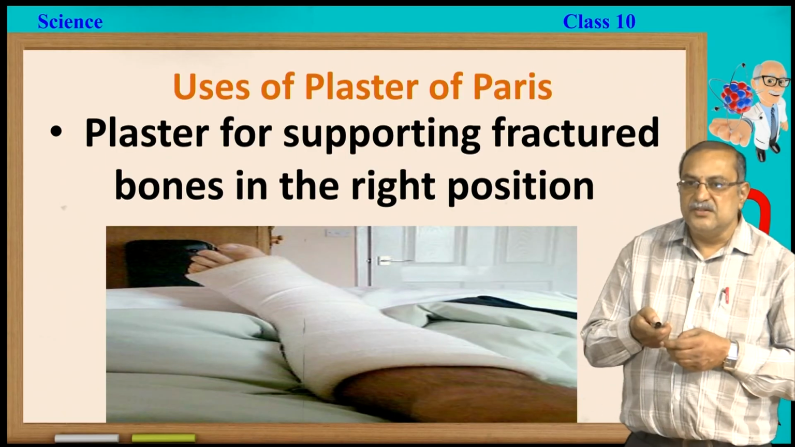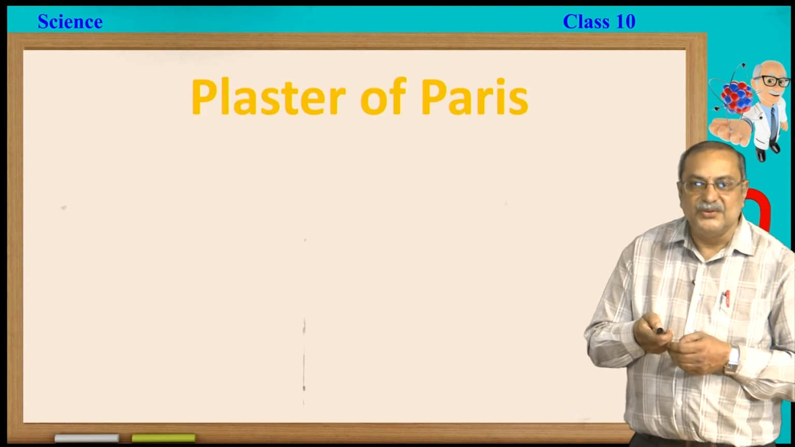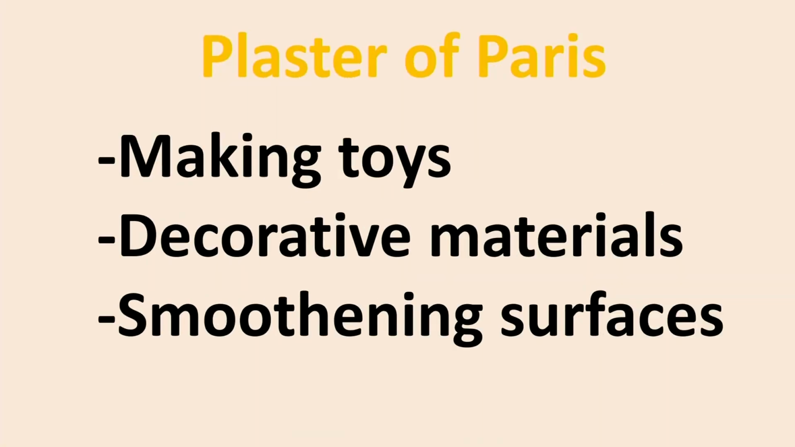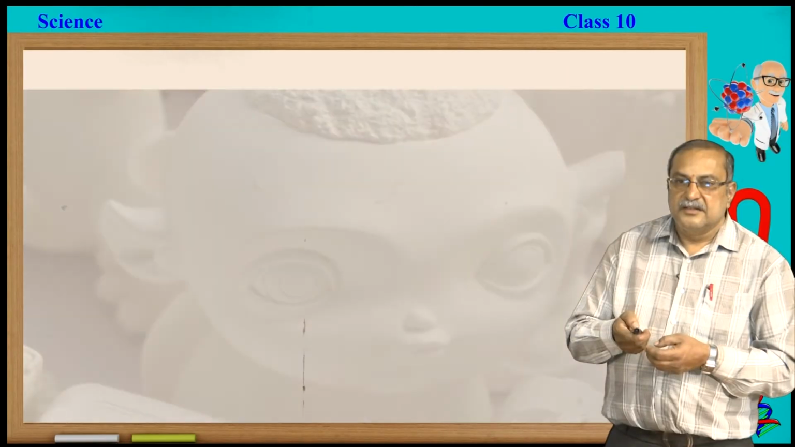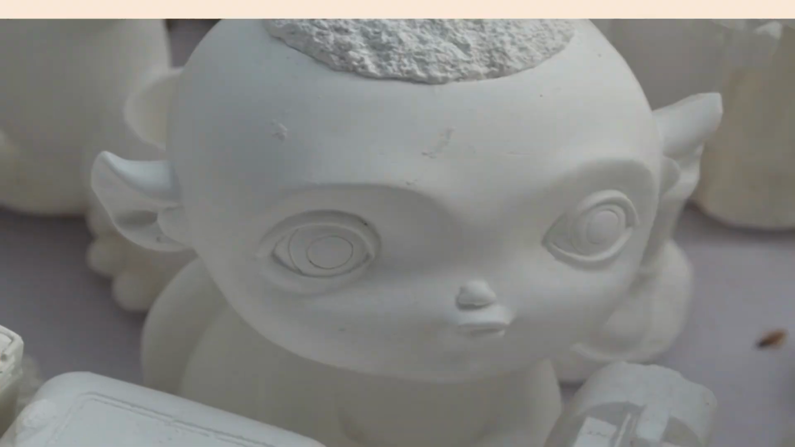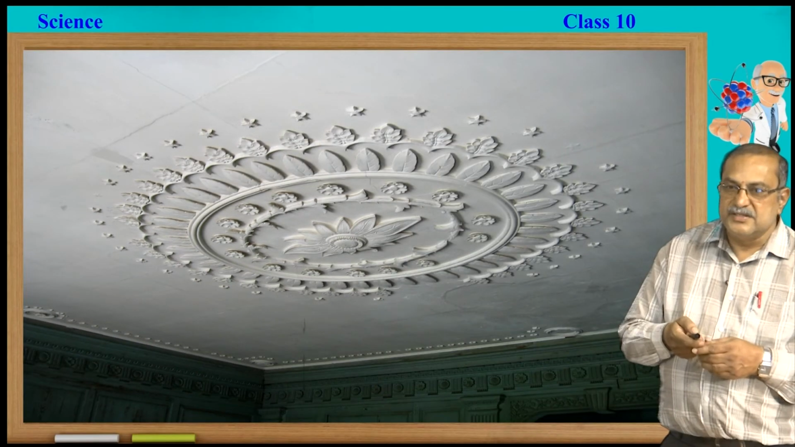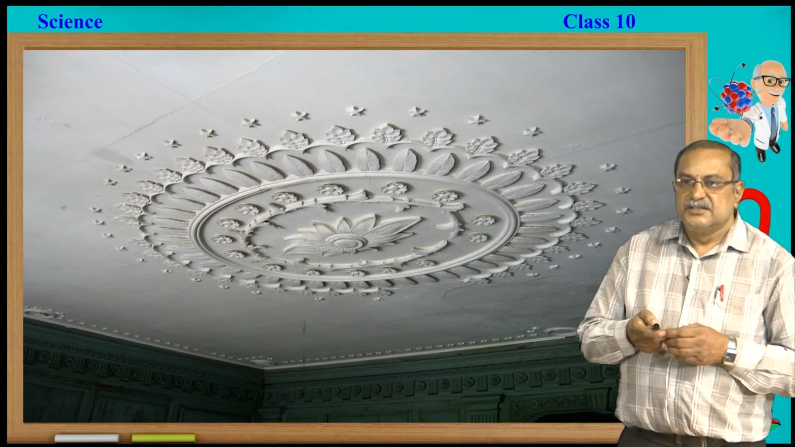Okay. This is one of the uses, only this much? No, look at this, it is used in making toys, decorative materials and smoothening surfaces. False roofing you have seen, no? False roofing. There also they will use it. So, you can see the toy, see how nicely it is made, this toy is made of plaster of Paris, and look at the ceiling, how beautiful it is, for decorative purposes, and you can also make a smooth surface by using plaster of Paris. So, these are the uses.